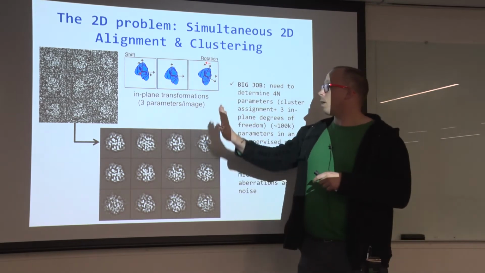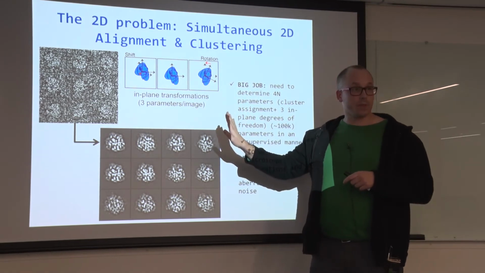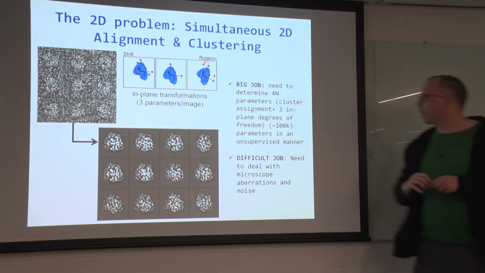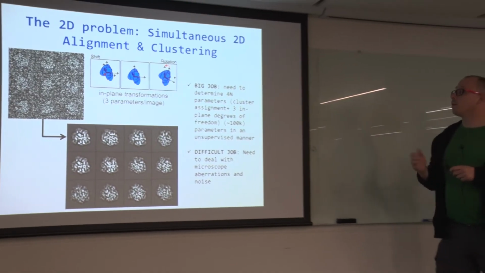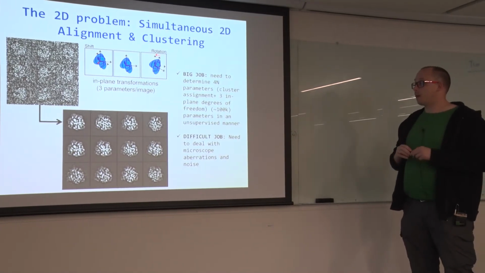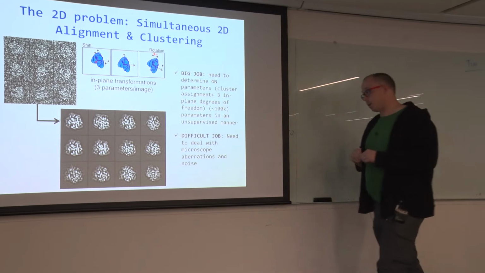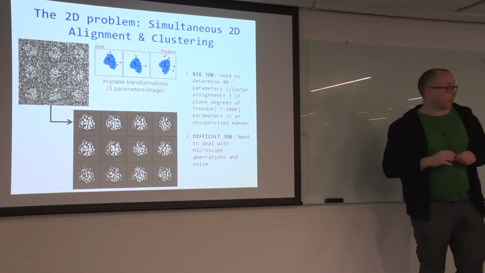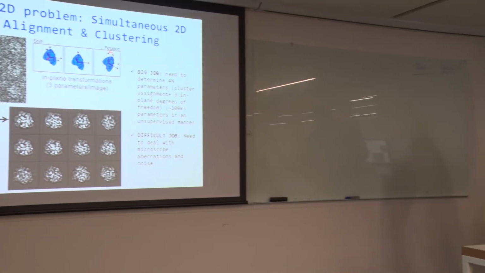Their rotational origin will be shifted in the box, and they will be arbitrarily rotated in the plane. So we have 4n parameters, where n is the number of particles, that we need to determine in an unsupervised manner. This is quite a difficult task because we need to deal with the microscope aberrations, and we need to deal with the high level of noise.